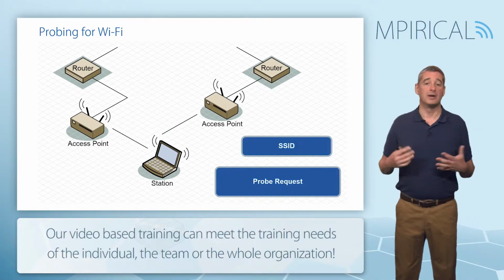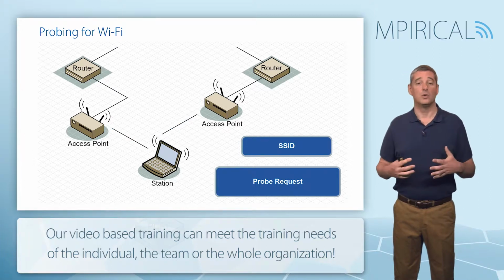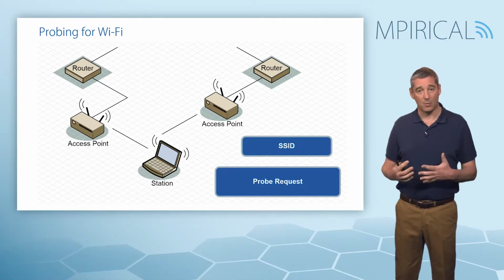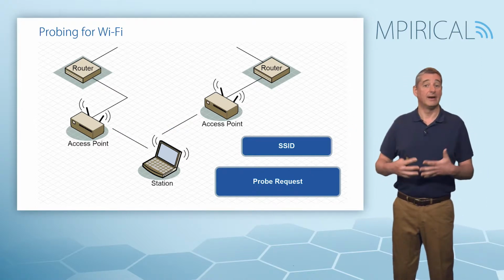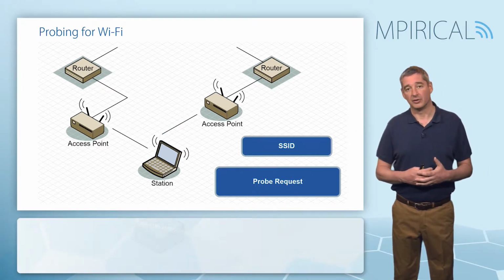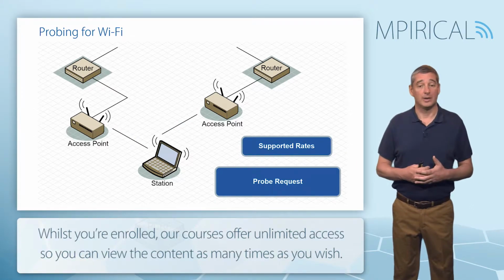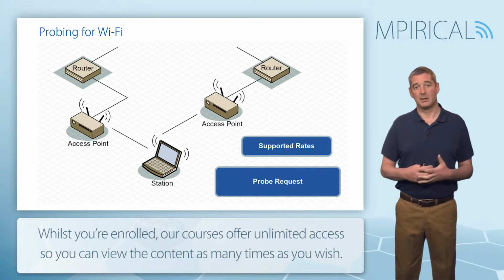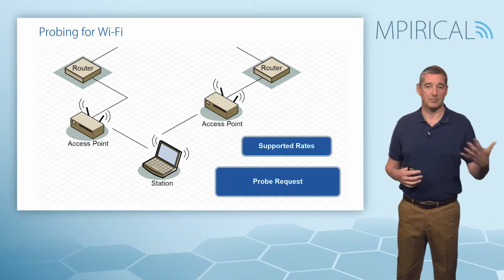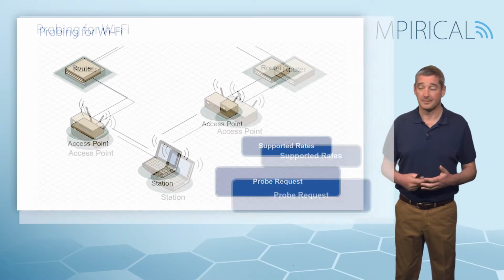Now inside the probe request, the station may include the SSID value. In other words, probing for a specific network. However, typically this will be set to null, triggering all access points to respond. In addition, the station may also include its supported rates, the sort of data rates that the station is able to support, be that 802.11b through to our 802.11ac physical layers.